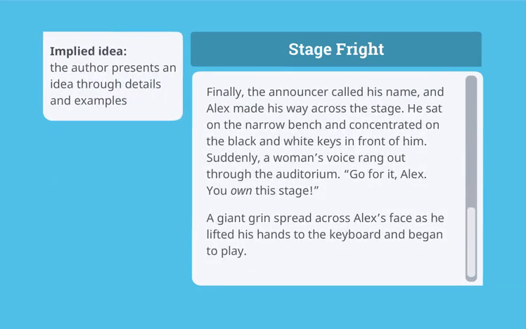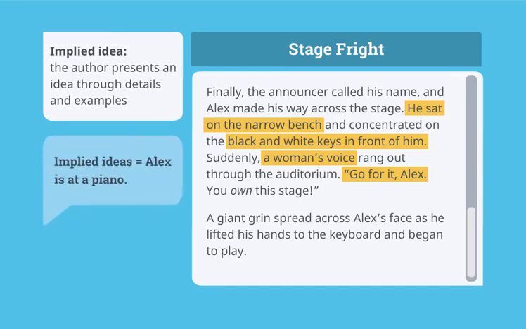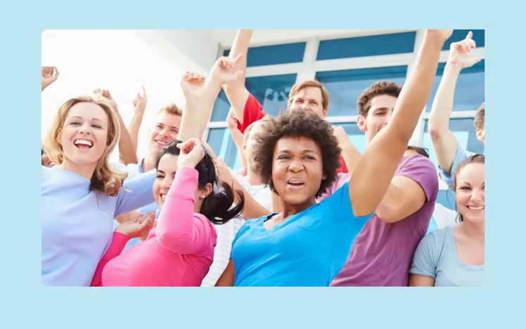Now, let's look at an implied idea. Look at this paragraph. What's going on in this scene? Let's look closely at the text. Here are some clues to help us figure it out. He sat on the narrow bench. Black and white keys in front of him. Woman's voice and "Go for it, Alex." In this section, the implied ideas are very important. The narrow bench and black and white keys tell us that Alex is at a piano. We already know he's waiting for his mom, so the woman telling Alex to go for it is probably his mother. Great work! You deserve a hand.